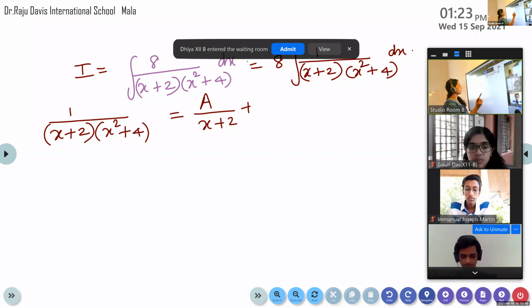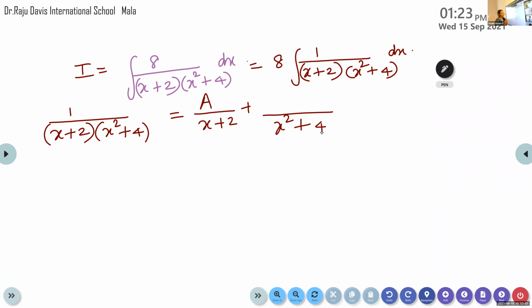So the denominator is x square plus 4. We want to find the numerator. Sorry, the denominator is quadratic, so look at the numerator. If the denominator is degree 2, here we should write a linear expression. So I write Bx plus C. Is it clear? The degree of the numerator must be 1 less than the degree of the denominator. If the denominator is linear, we write simply a constant. If it is quadratic, what should we write in the numerator? Linear.